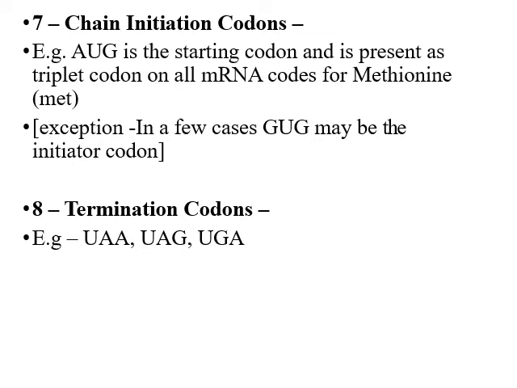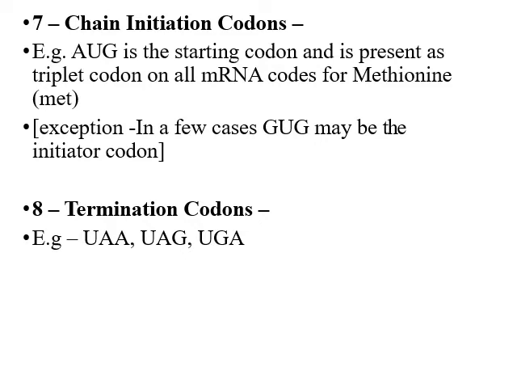Seventh property of genetic code is chain initiation codon. The codon which initiates the process of polypeptide chain formation is referred to as the starting or initiation codon. For example, AUG is the starting codon and is present as a triplet codon on all messenger RNA, and it codes for amino acid methionine. Some exceptions exist with chain initiation codon. In few cases, GUG may be the initiator codon.